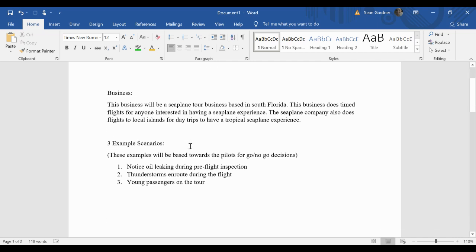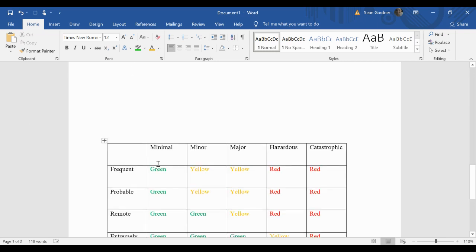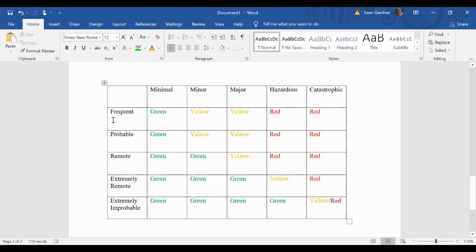So the next thing that I want to discuss, which is not typed on here, is the colors on the matrix and the severity definitions, just so we can understand it better. So this matrix is based off of the FAA safety matrix, because it is centered and focused towards the pilots in this company. So green is acceptable risk, yellow is acceptable risk with mitigation, and red is unacceptable risk.